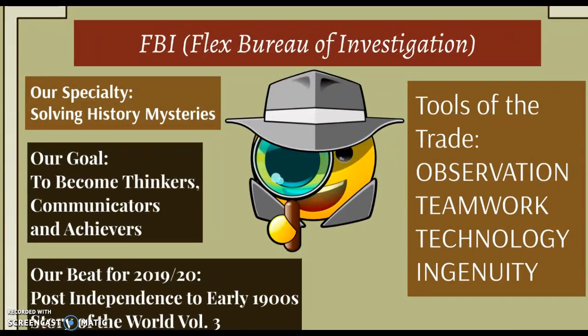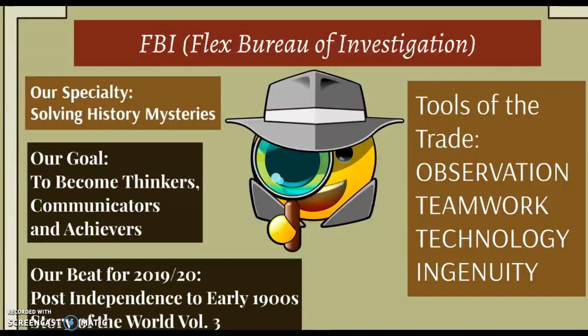We like to say in FlexTrack that we are the FBI, the Flex Bureau of Investigation. We use this idea of a detective a lot in class. We talk about how our specialty is solving history mysteries. Our goal is to become thinkers, communicators, and achievers. And our beat for 2019 and 20 is post-Revolutionary War independence to the early 1900s.